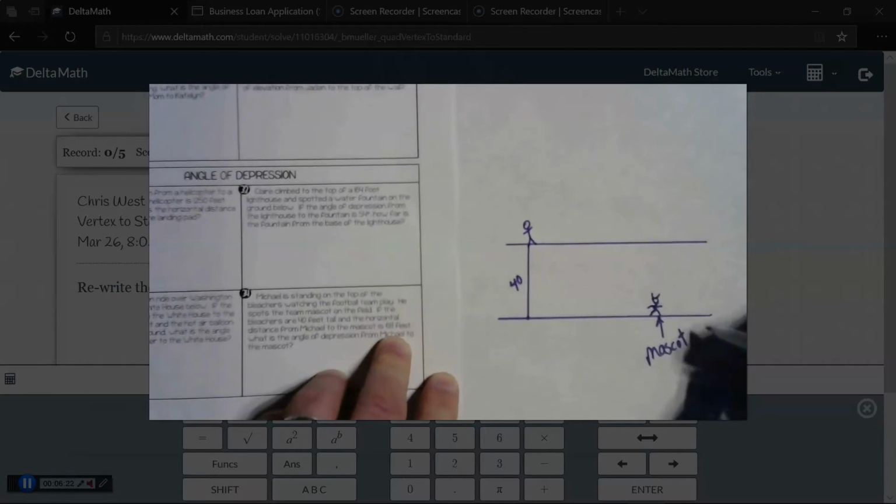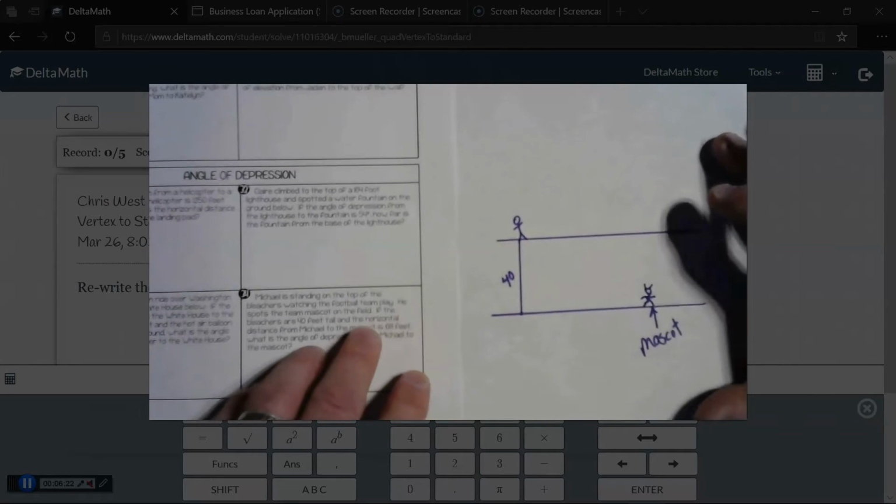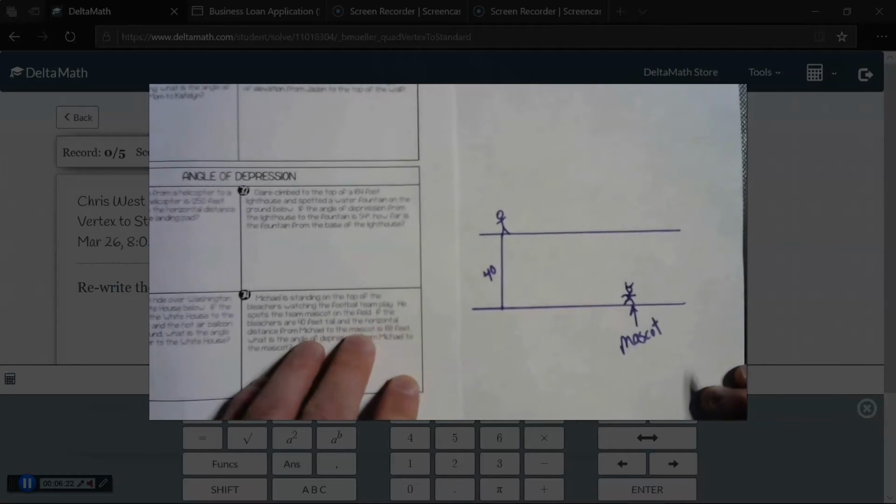Is mascot one T or two? I don't know. English is important, but math is importanter, right? Okay, so the mascot's on the field.